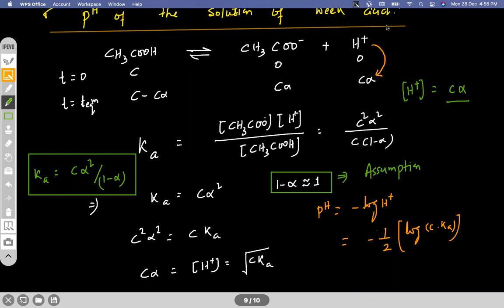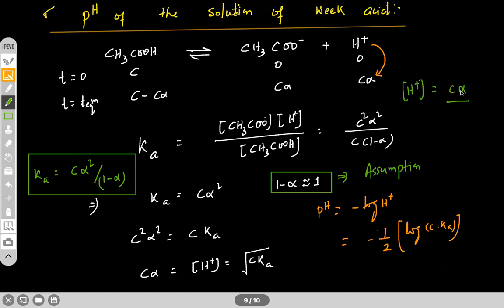But like I said, we can do the assumption only under a given condition. Otherwise, we cannot take this assumption. In that case, we cannot use the formula of pH that we derived just now. Then we have to go with this formula directly. C alpha you find out, then H plus and then pH.